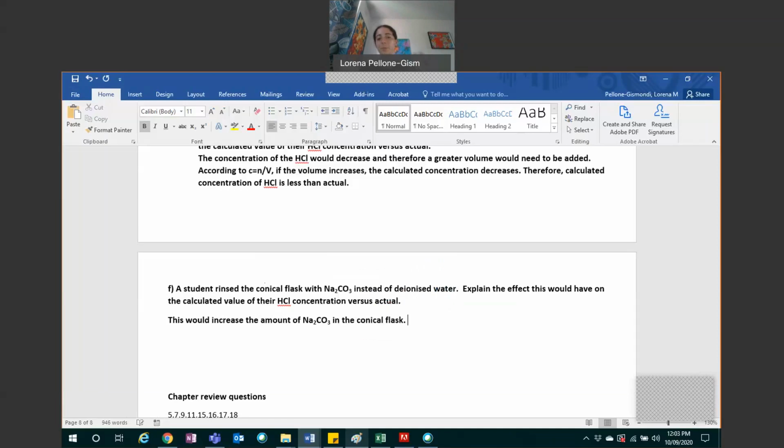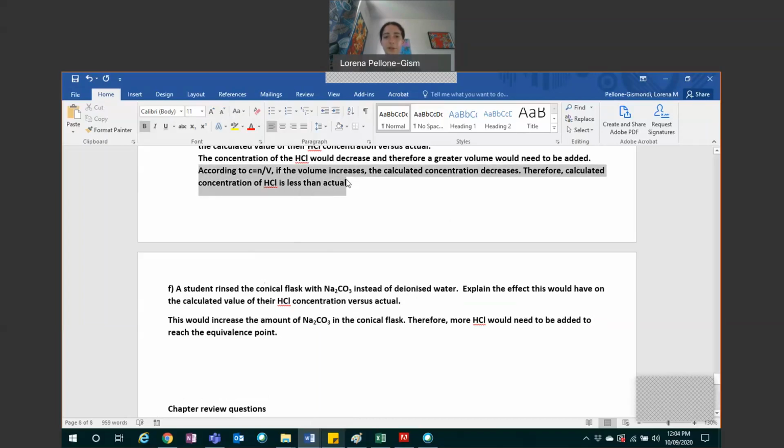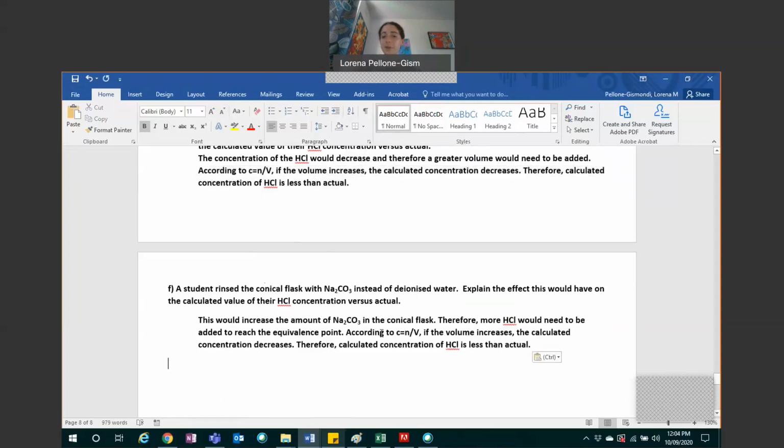You'd have a greater number of moles of the sodium carbonate in the conical flask. Therefore, more HCl would need to be added to reach that neutralization, to reach the equivalence point. Therefore, according to the following, copy and paste, a lot of copying and pasting here. According to C equals n over V, if we need more HCl, the calculated concentration is less. Therefore, it's less than actual.